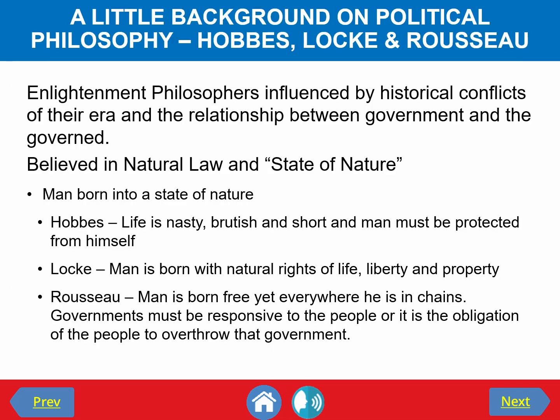Enlightenment philosophers of the 17th and 18th centuries were influenced by many historical conflicts that took place during their era, and because of this, they focused their new philosophical ideas on the relationship between government and the governed. First, philosophers like John Locke, Thomas Hobbes, and Jean-Jacques Rousseau all believed in natural law and the state of nature. But each saw these from a very different perspective.